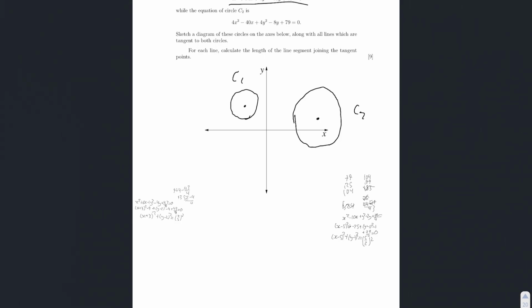So along with the lines which are tangent to both circles. So the lines which are tangent to both circles are going to be that line, and then there's going to be this. Oh, that's awful. Oh, that's awful again. Why am I so bad at this? That line. And this line. Okay. So those are the lines which are tangent.